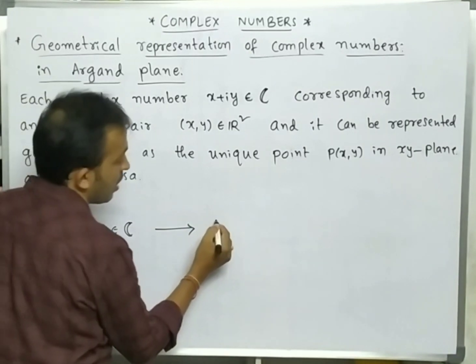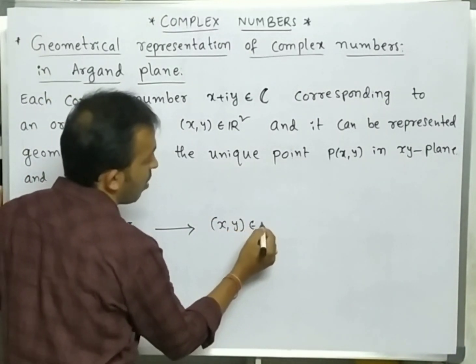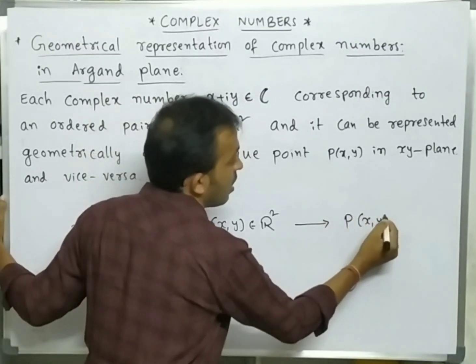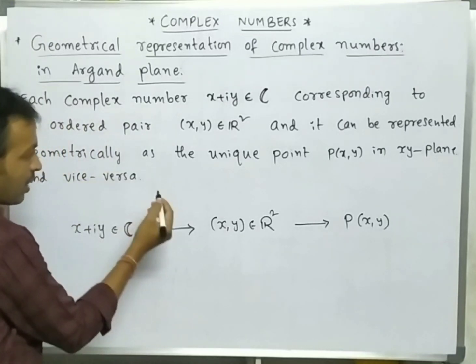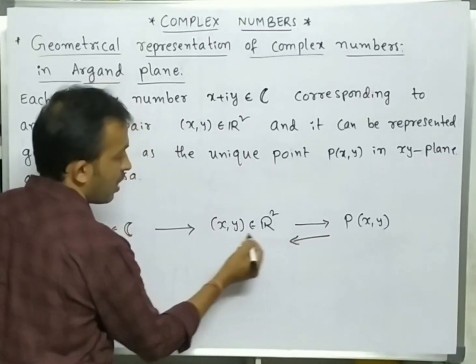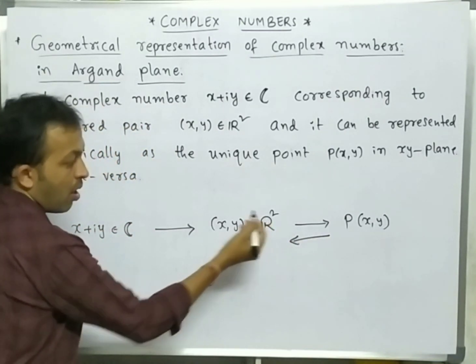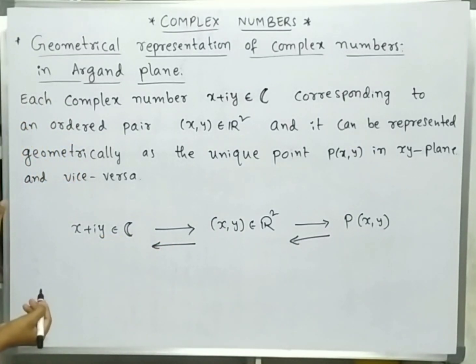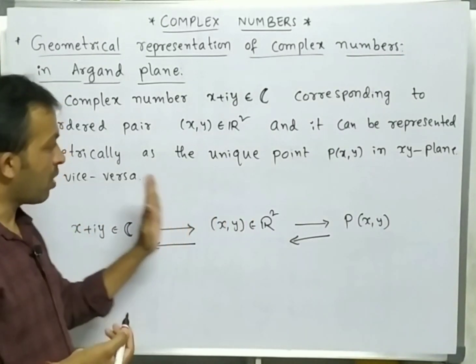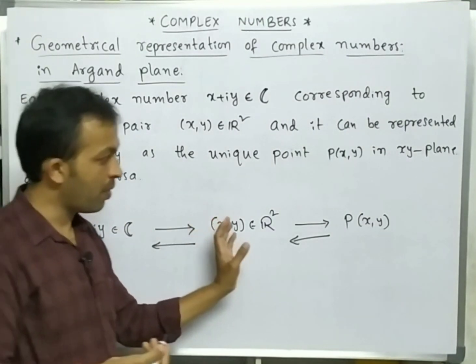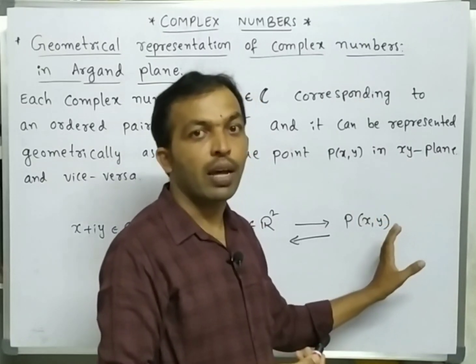It can be represented as an ordered pair (x, y) belonging to R square, and this can be represented as a point in the xy plane. Vice versa, every point P(x, y) in the xy plane can be represented as an ordered pair in R square, and every ordered pair can be expressed as a complex number x plus iy from the complex number set. So every complex number can be represented as an ordered pair uniquely, and every ordered pair can be expressed as a point in the xy plane.